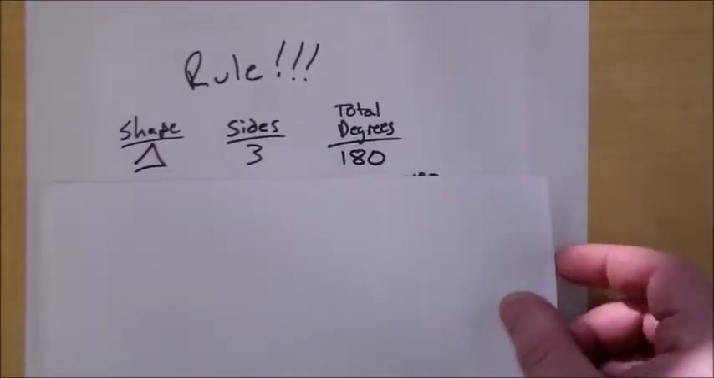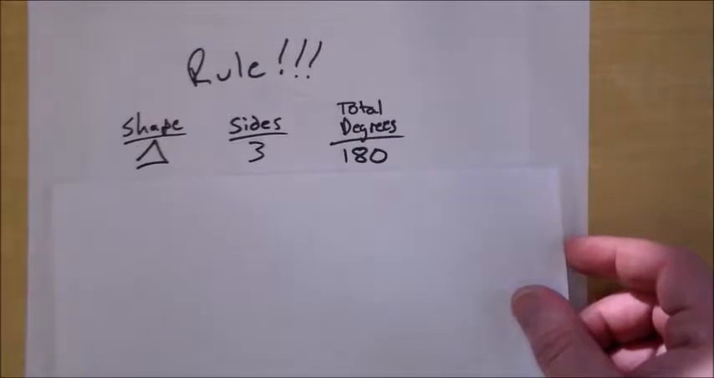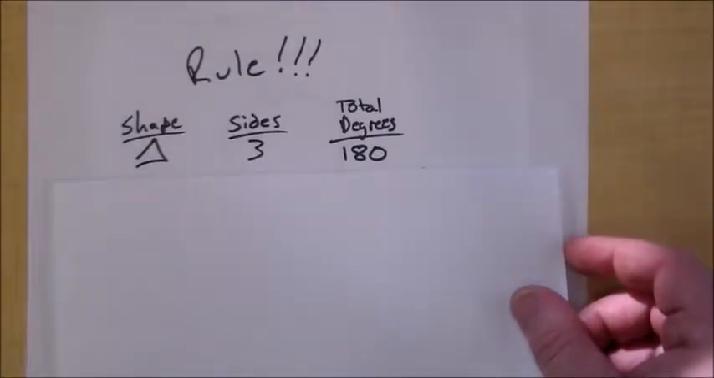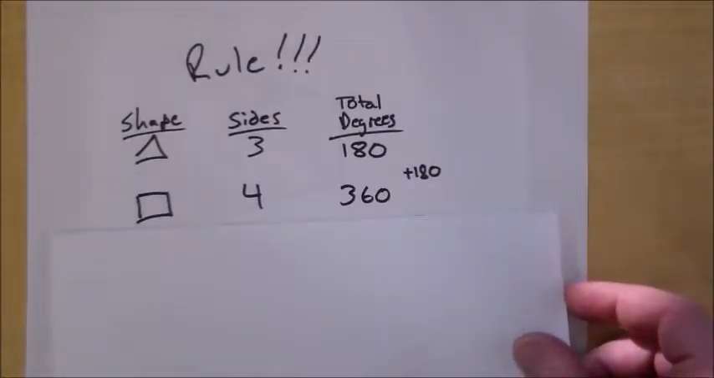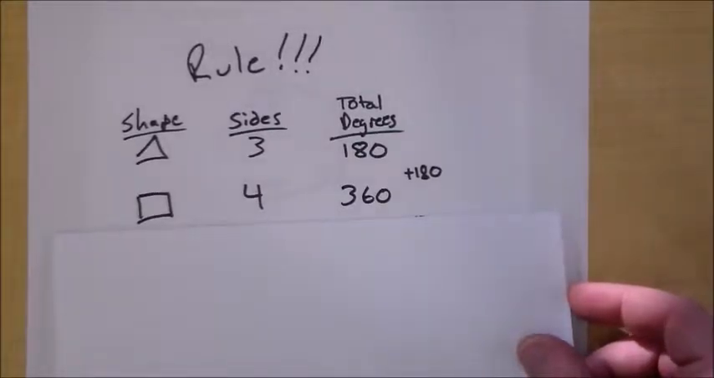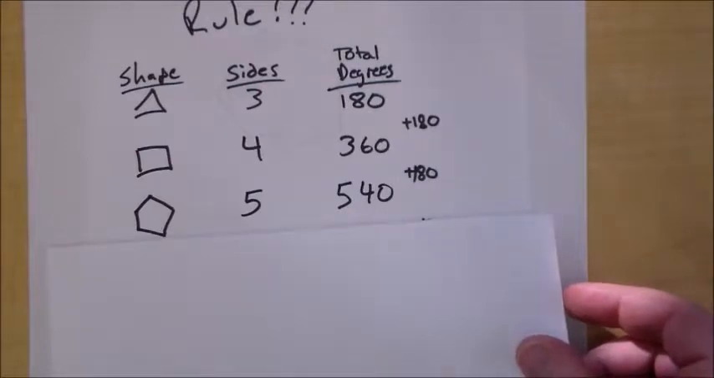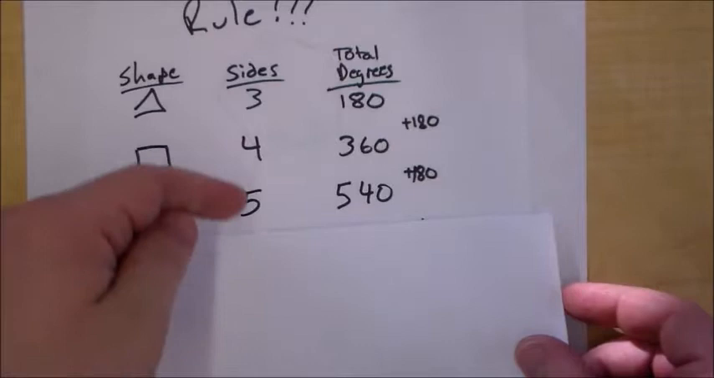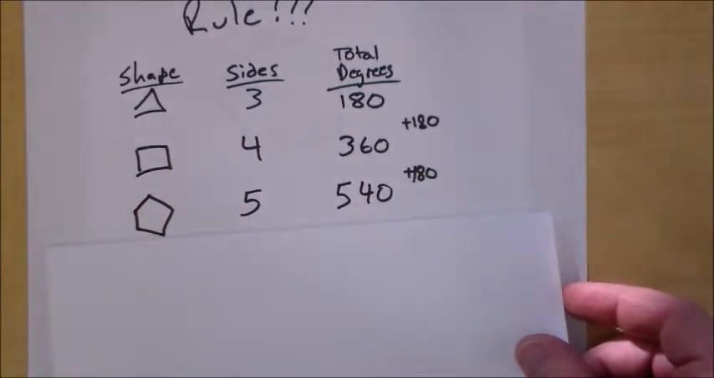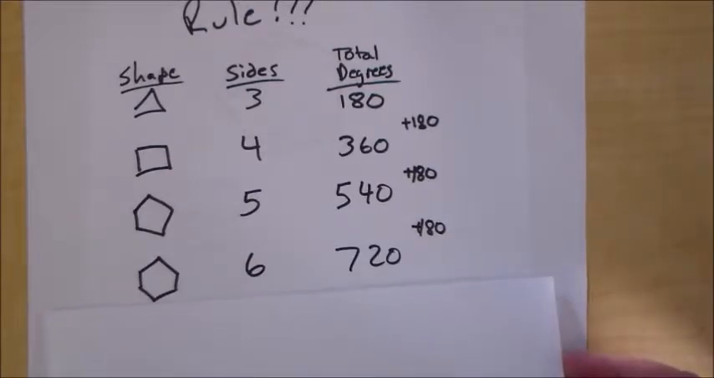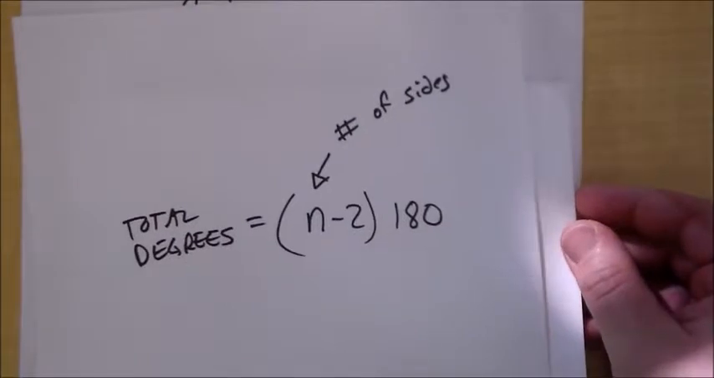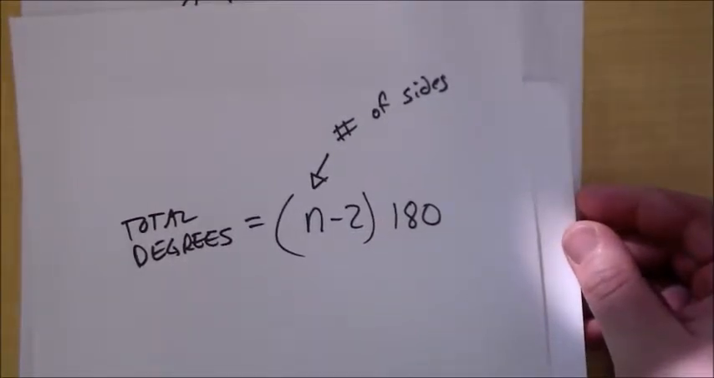If you have a shape that has a triangle, you have 3 sides. You have a total degree angle of 180. And if you have 4 sides and 4 angles, total degrees are going to be 360. So, we added 180. Well, if you have 5 sides, shocker, you're going to add another 180. For each additional side you add another 180 degrees. Why? That's just the way it works. So if you have 6 sides, yes, you add another 180. So what's the final rule? Total degrees equals number of sides minus 2 times 180.